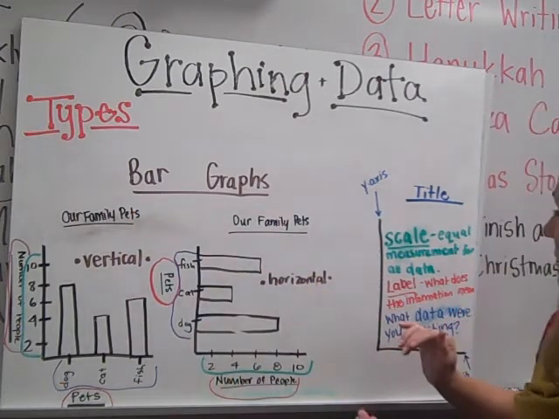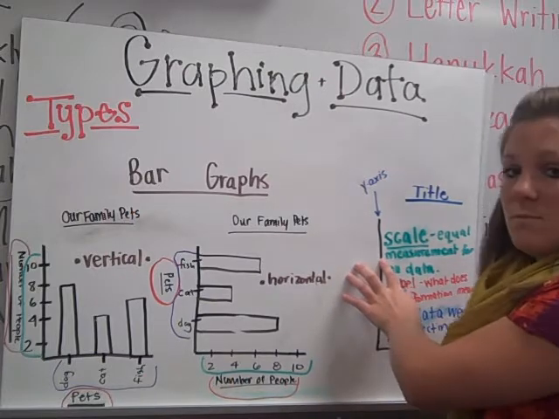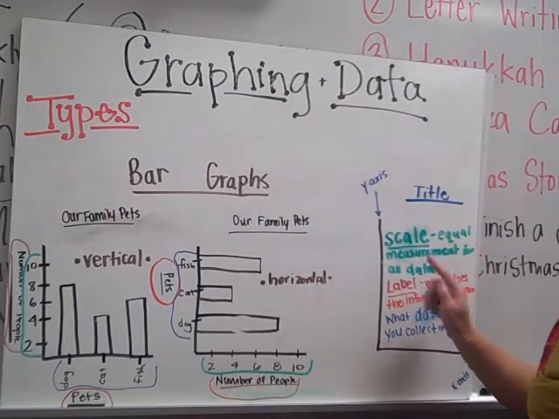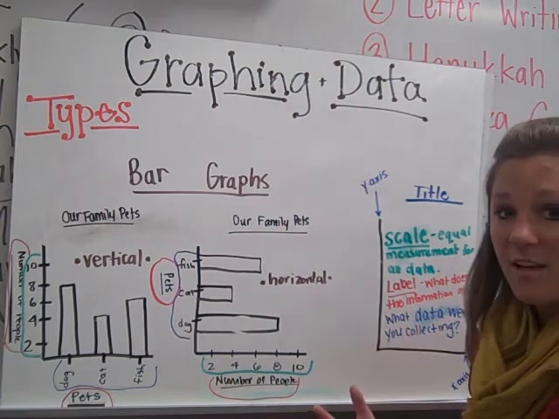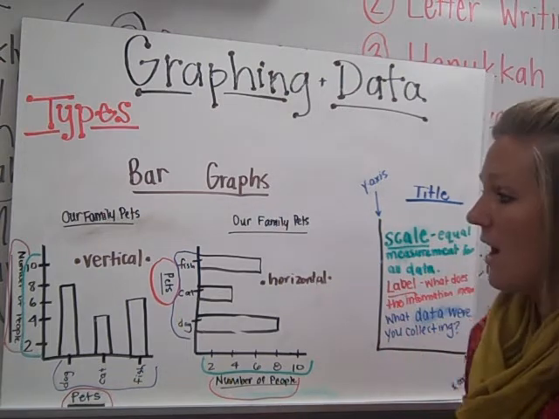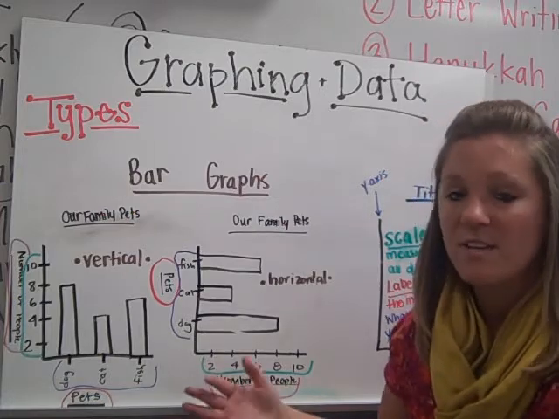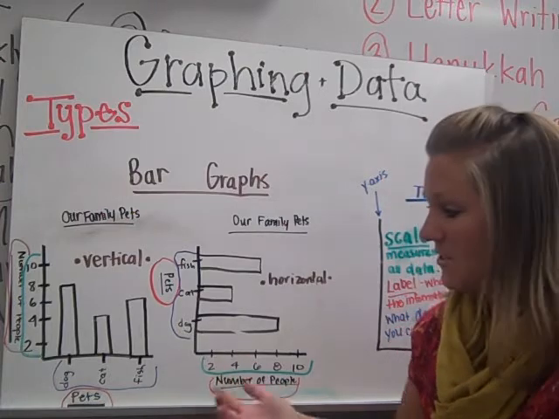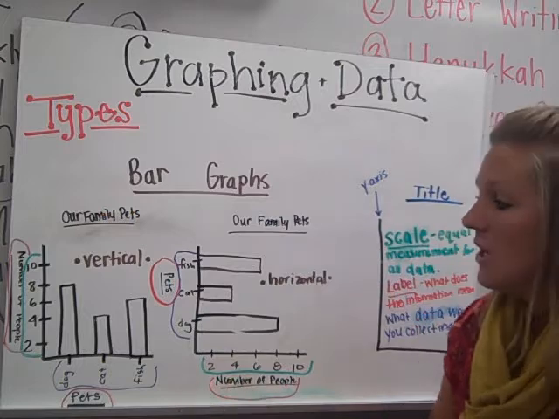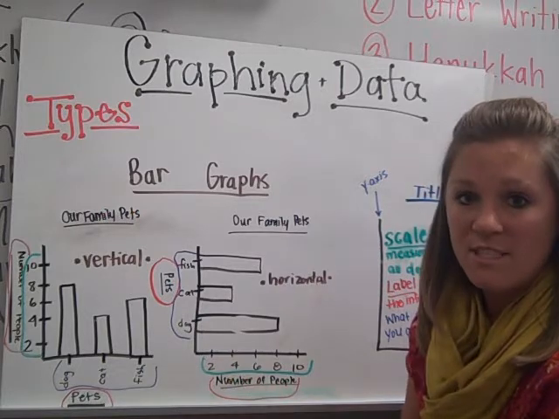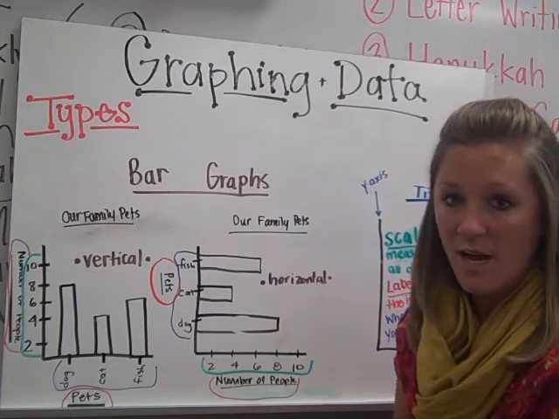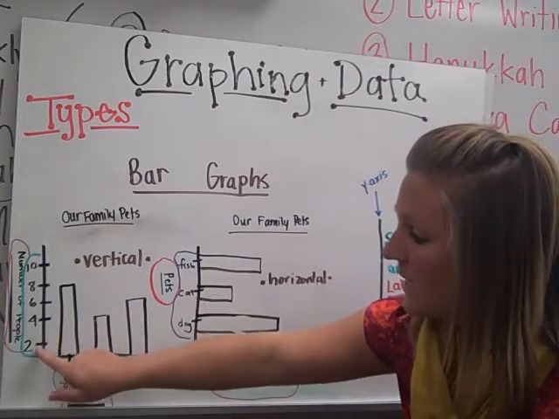The other thing to look for is a scale. A scale is equal measurements for whatever data you collected, okay? So in this case, I pretended that we took a survey of the different kinds of pets we have in our classroom: dog, cat, and fish. So what we would do is collect our data, having people tell us what kind of pet they have, and then we would calculate it.